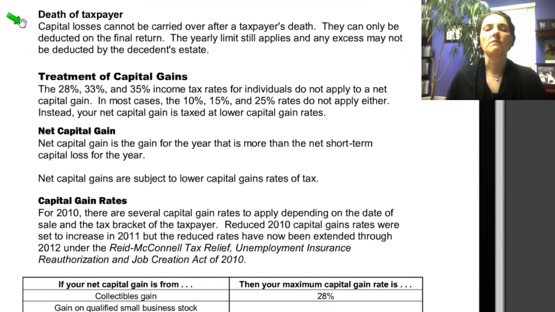Now, what happens to any remaining long-term or short-term capital loss carry-forwards when a taxpayer dies? Well, capital losses cannot be carried over after a taxpayer's death. They can only be deducted on the final return, and the yearly limit still applies. Any excess may not be deducted.